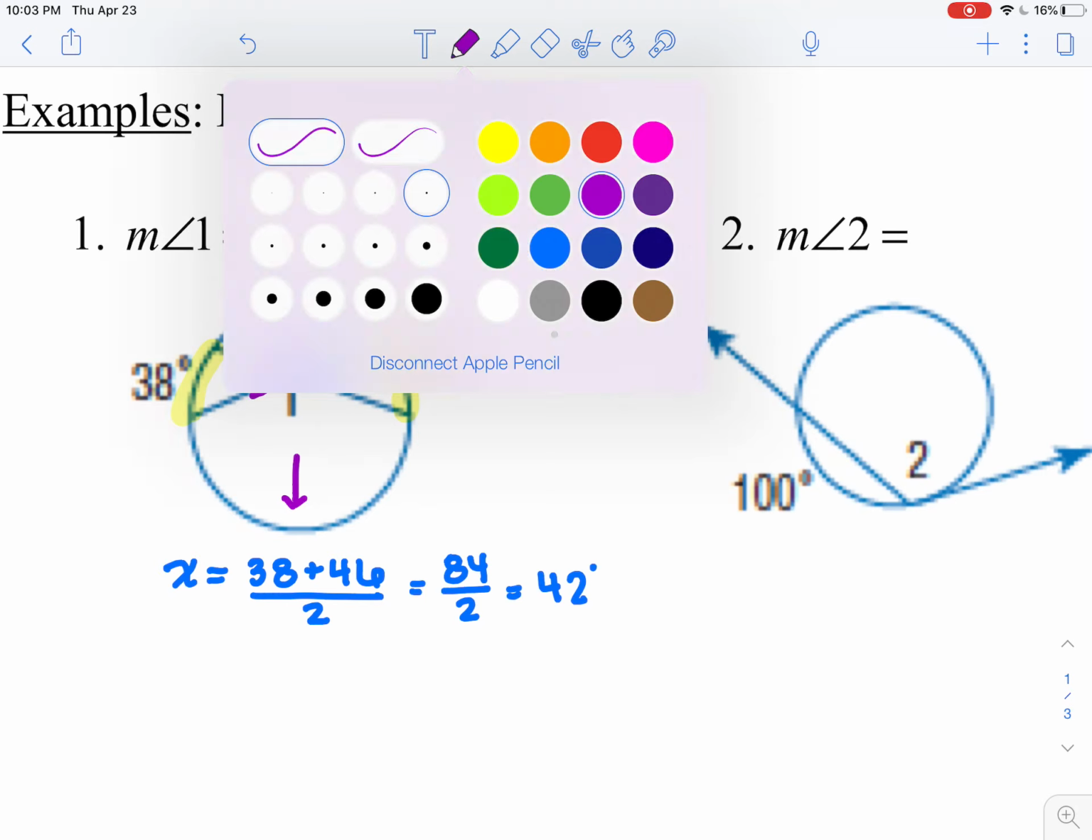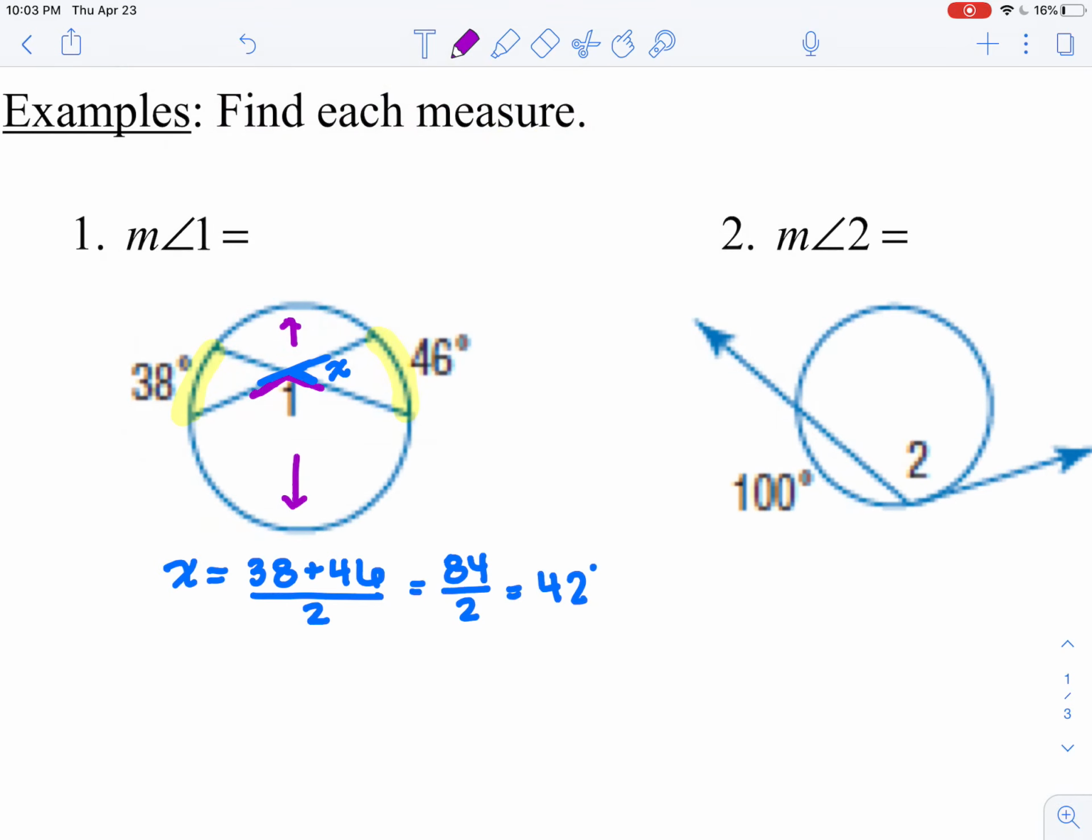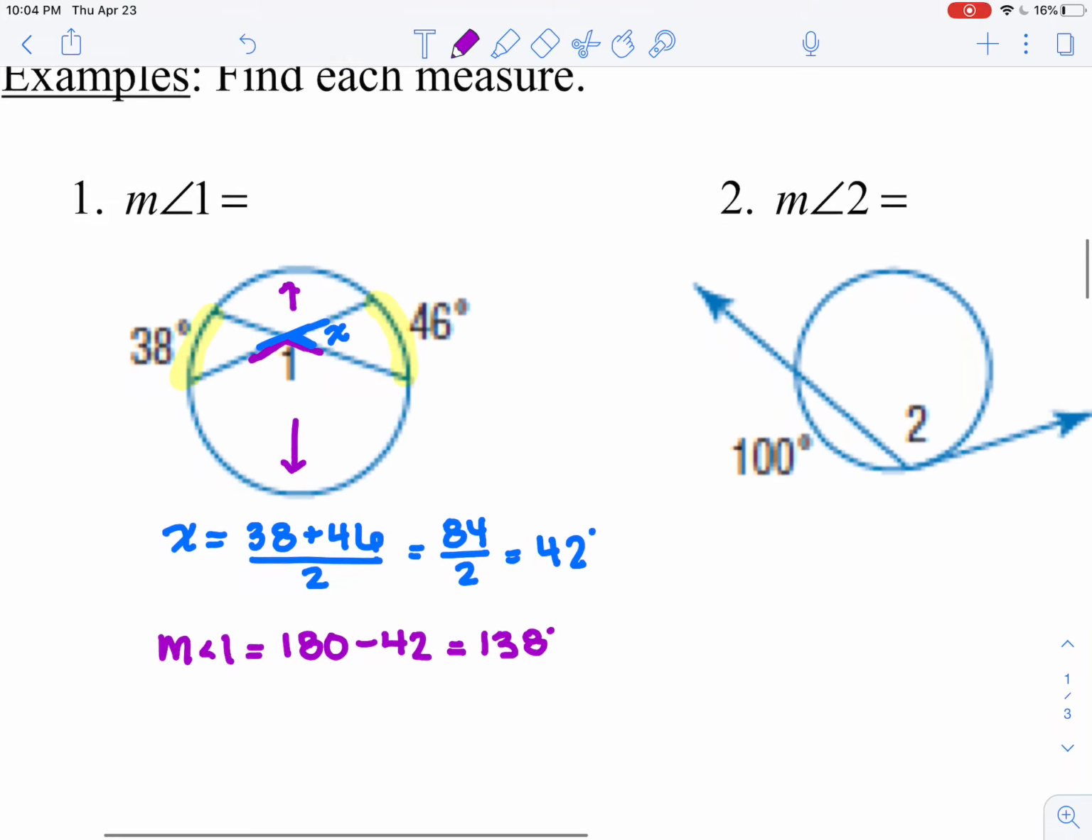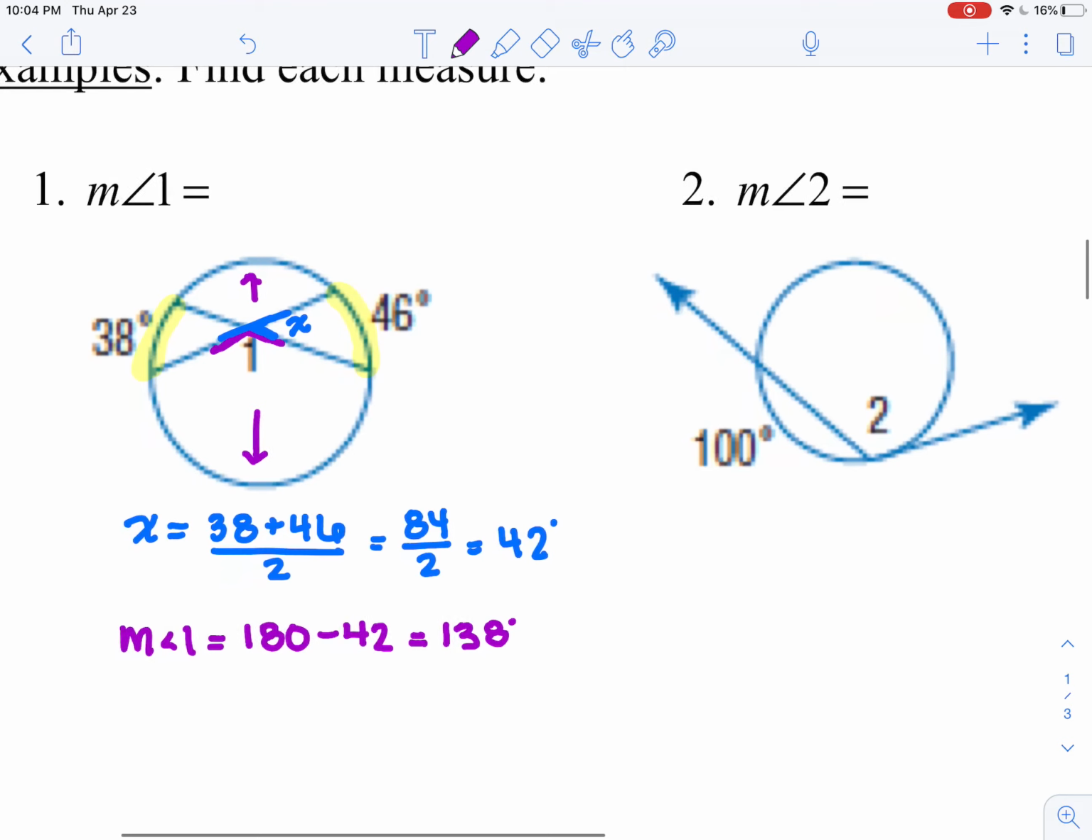Now that I know x is 42 degrees, x and angle 1 are a linear pair. So to get the measure of angle 1, I can take 180 and subtract 42. And I'm left with angle 1, which is 138 degrees.